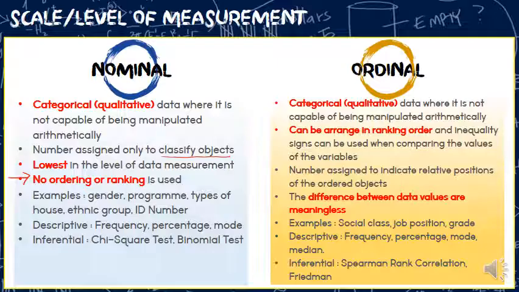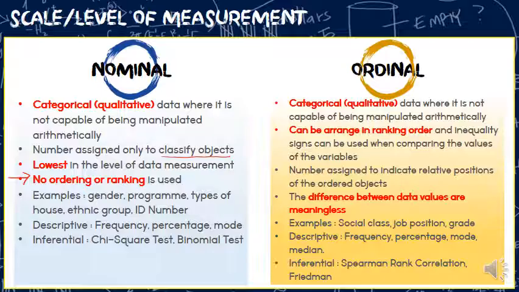So, apa example? Gender, program, types of house, ethnic groups, ID number, and etc. Kenapa ID number pun dalam nominal? Even though dia number, 2018-5533, kawan punya 2018-12345, tapi you tak boleh tambah. You tambah, you tak dapat apa-apa benda yang meaningful. So that is nominal, qualitative, and scale nominal.